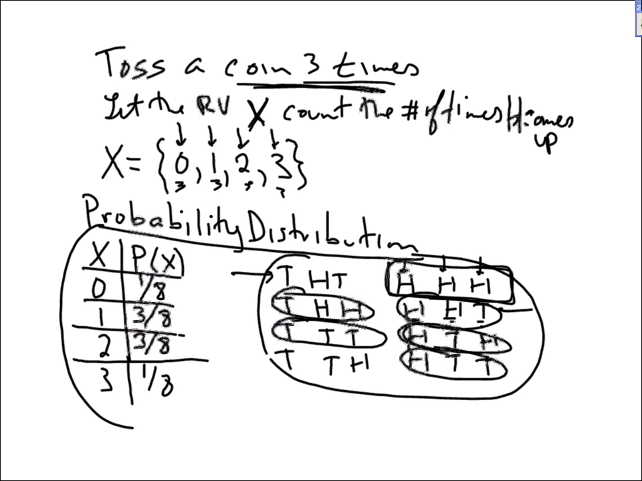And right here is your probability distribution table. For each of the values that the random variable X can take on, namely 0, 1, 2, and 3, I listed their probabilities. So when X is 0, it's the probability of tossing a coin 3 times and getting 0 heads. 1 out of 8.